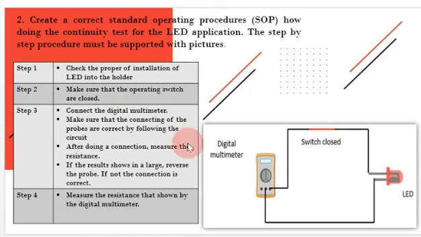Then step 3, connect the digital multimeter and make sure that the connection of the probes is correct by following the circuit. After doing the connection, measure the resistance. If the result shows a large value, reverse the probes. If not, the connection is correct. Then step 4, measure the resistance as shown by the digital multimeter.